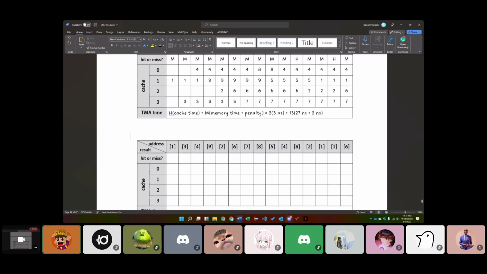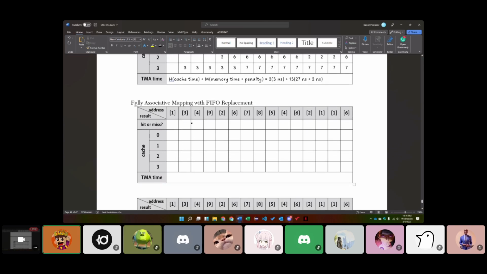Alright, that's direct. Now, the next one is just fully associative mapping with FIFO replacement. The basic one. So basically means like whichever address came in first is the one you replace.